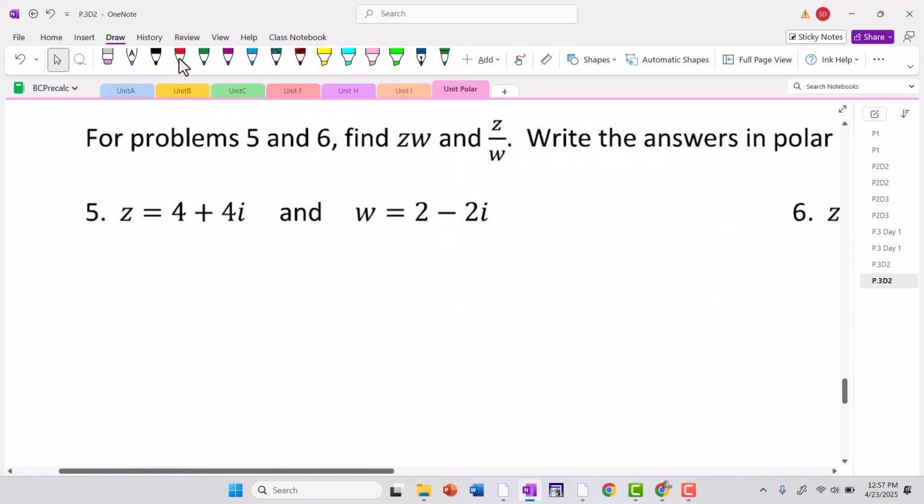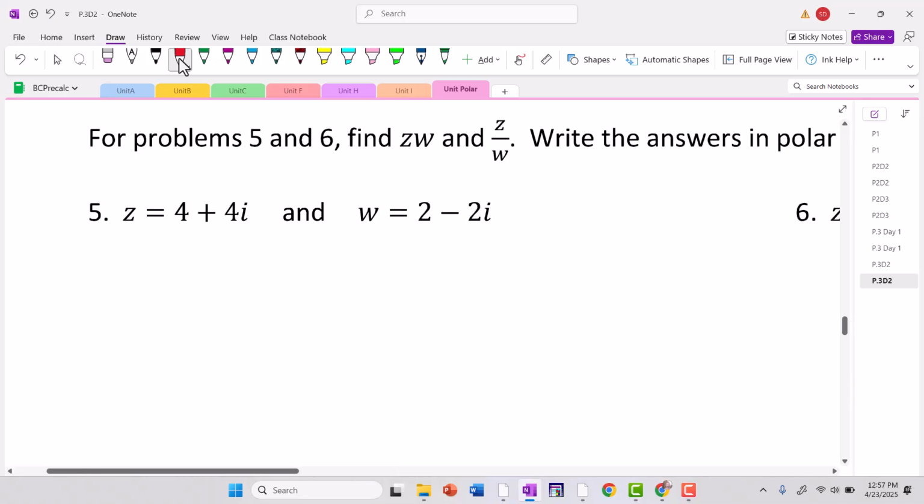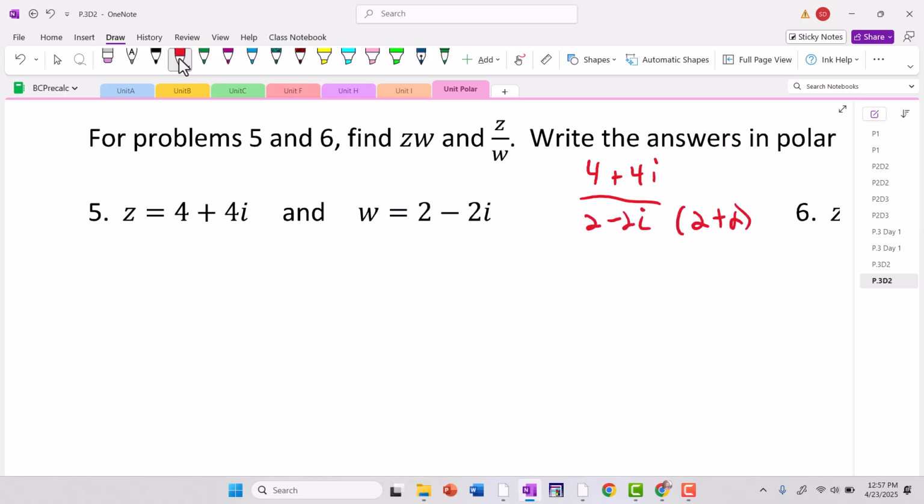Hey, do you remember having to do this question? This divided by this, and you had to rationalize? Remember? Wasn't that your least favorite thing you had to do, right? You had to multiply by 2 plus 2i, both top and bottom. Sorry, I lost my i there.